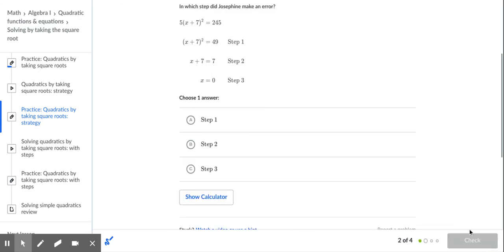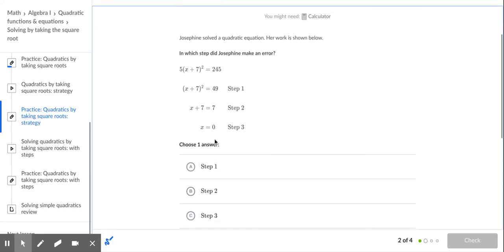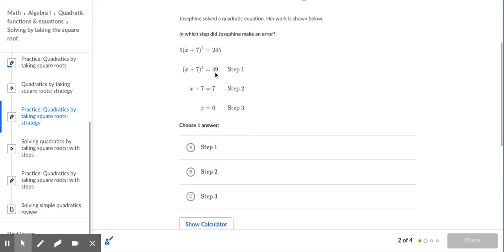So I'm going to look at the next question. So this question is, instead of what's the missing step, this is a find the error question. So we're looking at what did they do wrong. So here they divided by 5, which is fine. But then here, right, they took the square root of both sides, but they forgot the plus or minus. Okay, so remember, these always have 2 answers.